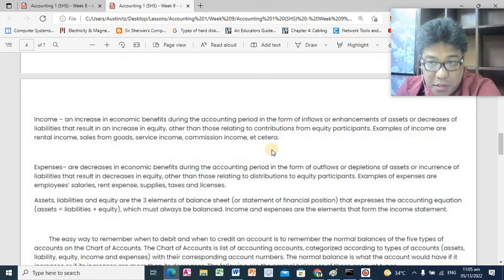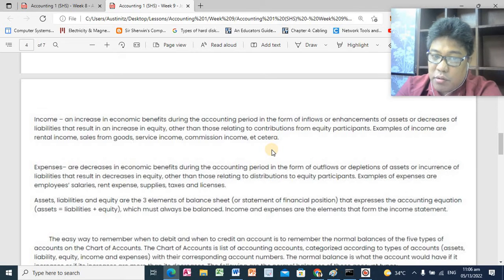Expenses, the next element, are decreases in economic benefits during the accounting period in the form of outflows or depletions of assets or incurrence of liabilities that result in decreases in equity other than those relating to distributions to equity participants. Examples of expenses are employee salaries, rent expense, supplies, taxes and licenses, or anything that will cost the company when they are operating their business.